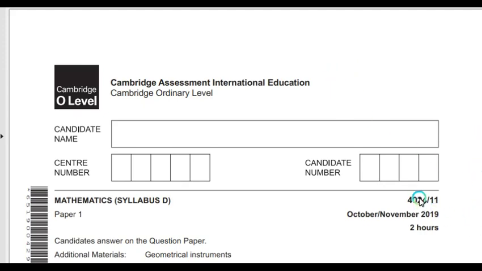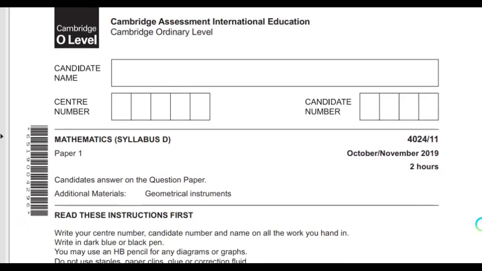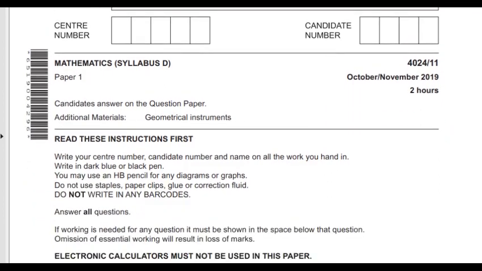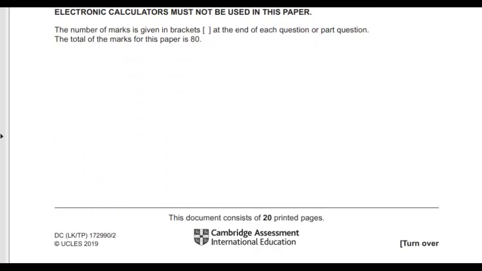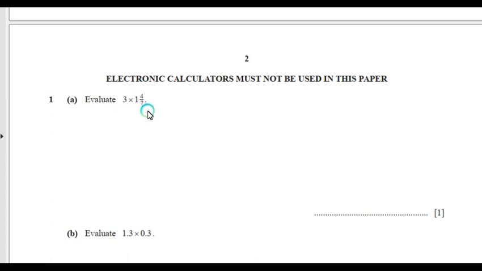Hello students. So we have the paper. It's October-November 2019 and it's paper 1, variant 1 as well. So we'll start from question number 1. It says to evaluate 3 times 1 whole 4 over 7, right?